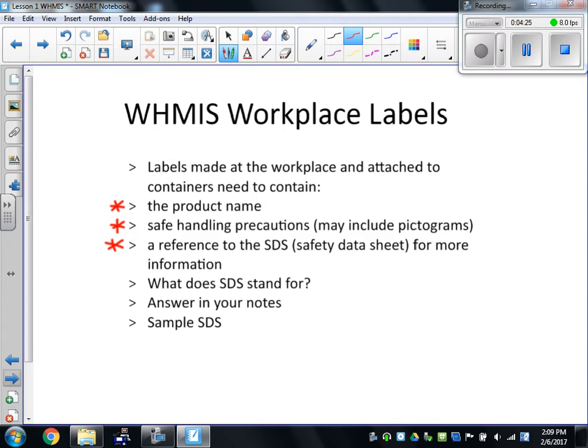All right, so a reference to the SDS, safety data sheet. What does the SDS stand for? Like I said, safety data sheet, and that'll be an answer that you're going to have to know in your notes. If you want to see a sample SDS, if you click on that link in the notes, it will show you an example of that. Which you don't really need to worry about right now, but if you wanted to see that. Okay, so SDS, safety data sheet.